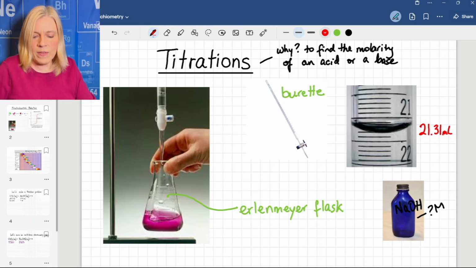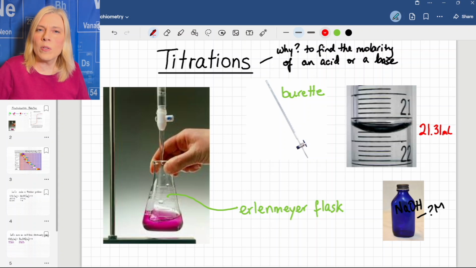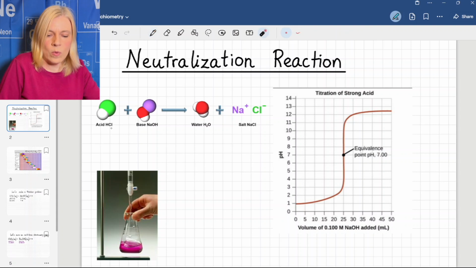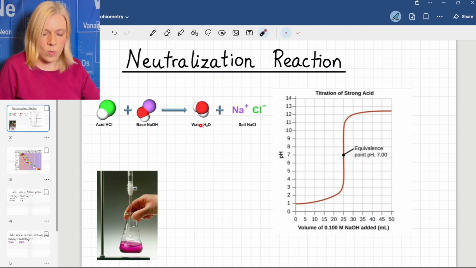Okay, so we have our burettes, we have Erlenmeyer flasks, and let's think about what happens in a titration. So you want to find the molarity of an acid or a base, yes? Well, titration is a neutralization reaction, right? It's a double replacement acid-base reaction where we have our acid plus base makes water and salt. Do you remember that? Acid plus base makes water and salt.